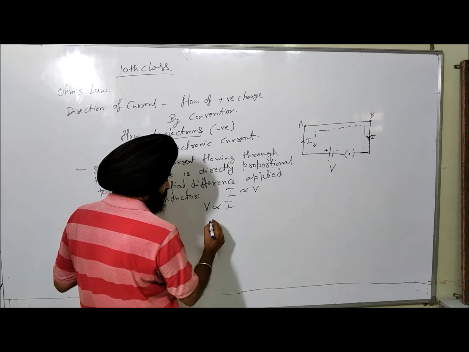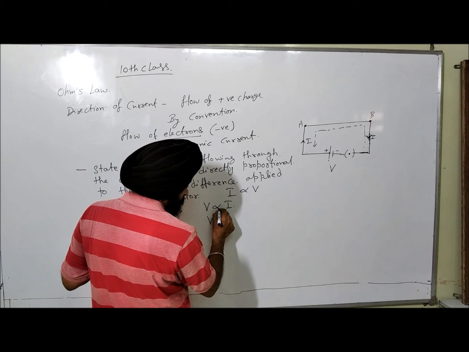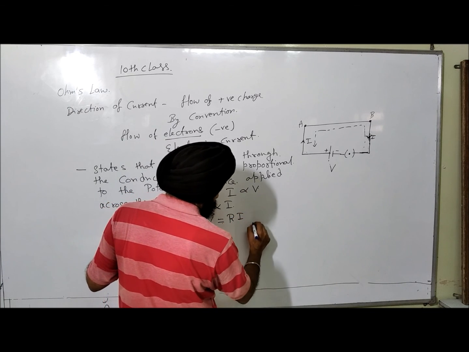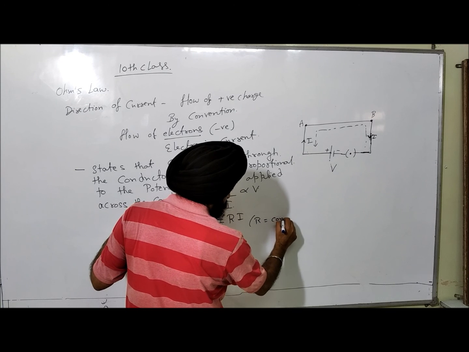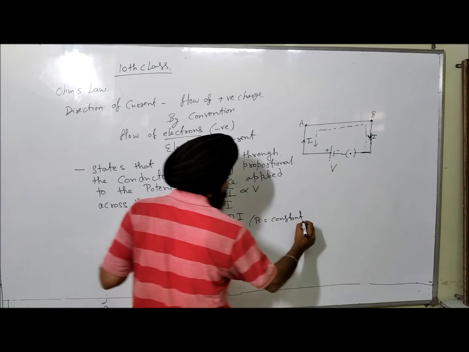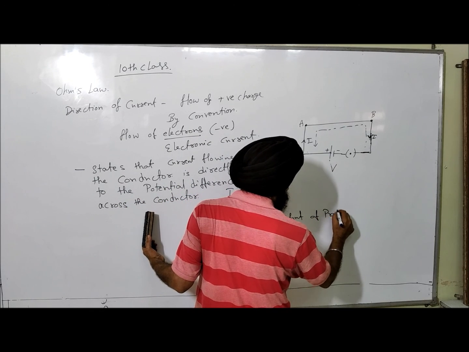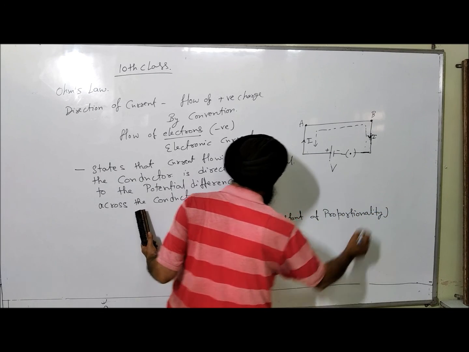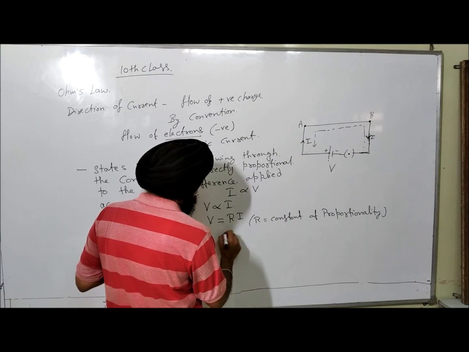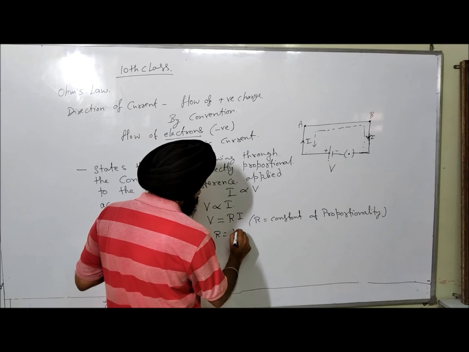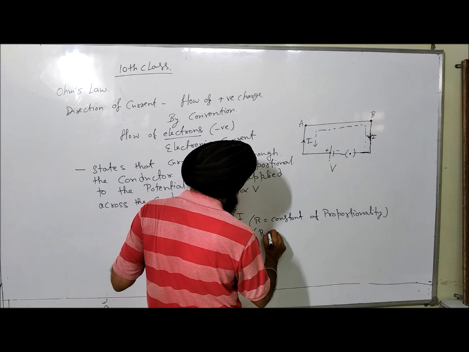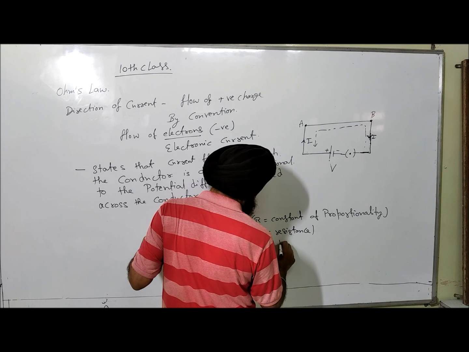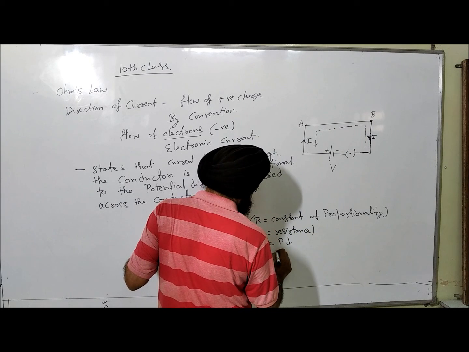So V is proportional to I. We remove the proportionality sign: V is equal to RI, where R is the constant of proportionality. So R is equal to V over I, where R is the resistance of the conductor, V is the potential difference across the conductor, and I is the current.